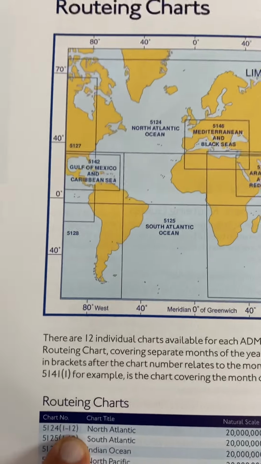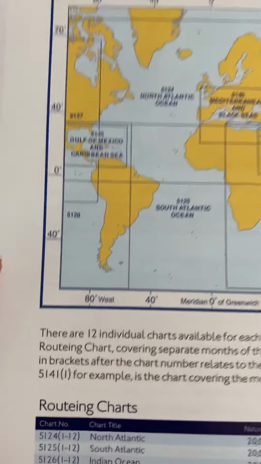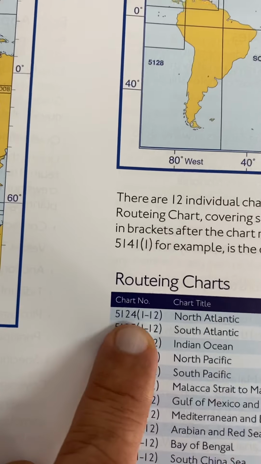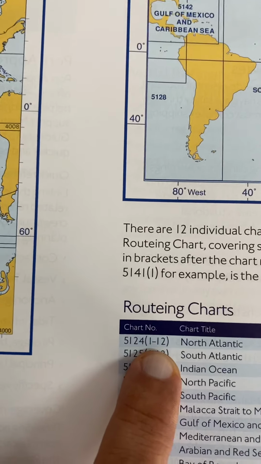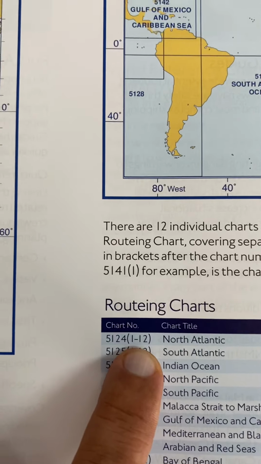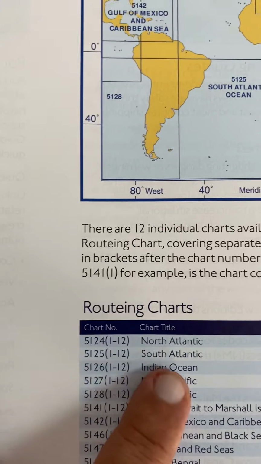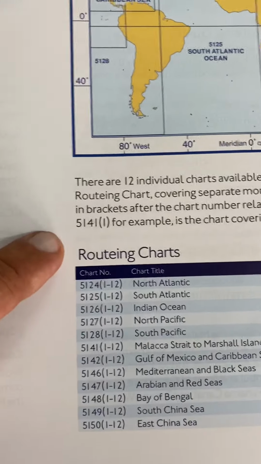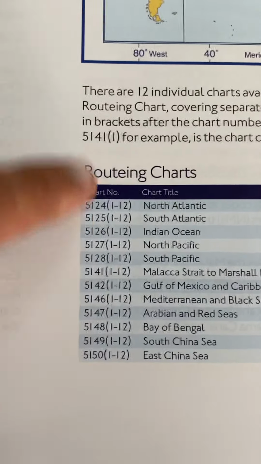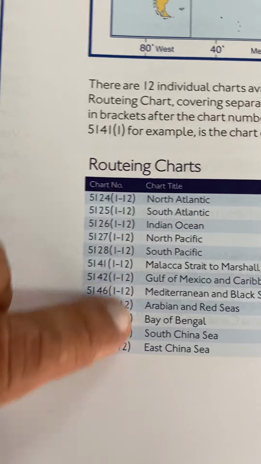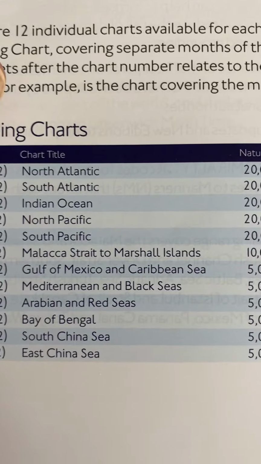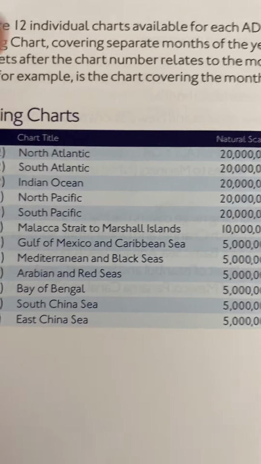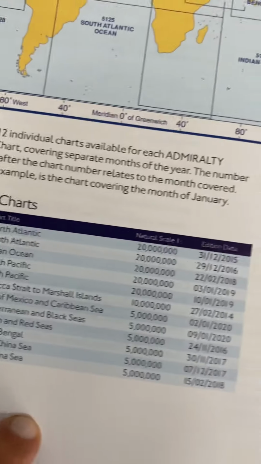For example, if your passage is in February, you need to get 5124 for the month of February. If covering 2 months from February to March, you need 5124, 2 and 3, and so on. So the more area you will travel, the more charts you require. These are the numbers of the charts, these are the months of the charts, and these are the chart titles or the coverage. See, North Atlantic, South Atlantic, Indian Ocean, until East China Sea.